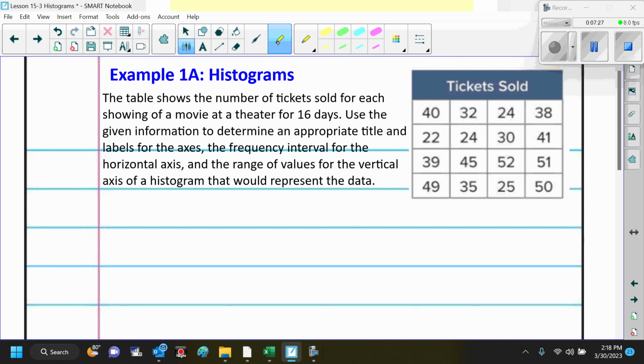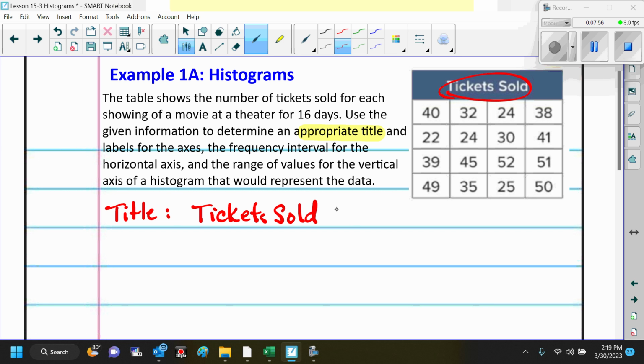So we want the title, okay? So let's start with the title. It says we want an appropriate title. And of course, there's a title right there in the problem, in the table. Okay, so this is the tickets sold. So the title will be tickets sold.